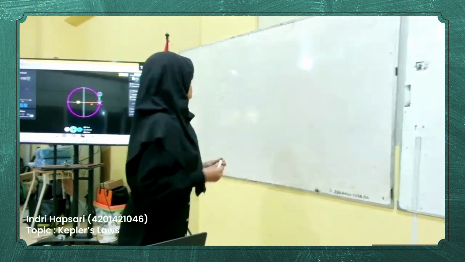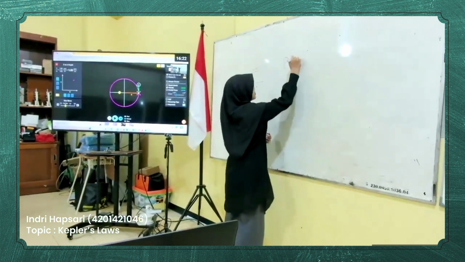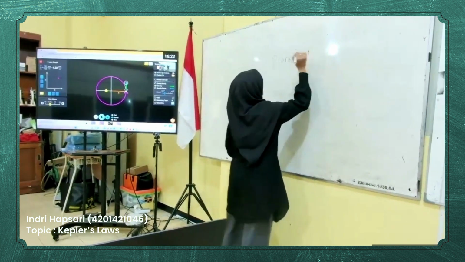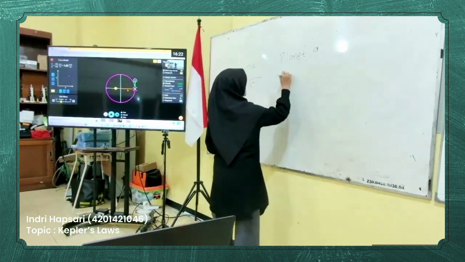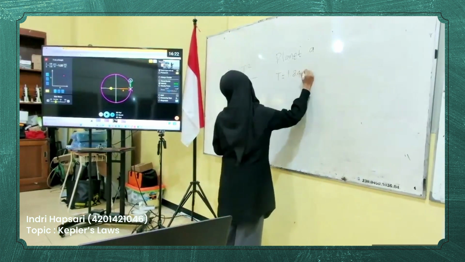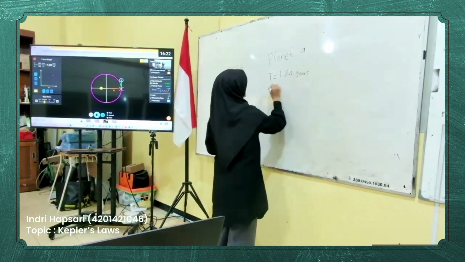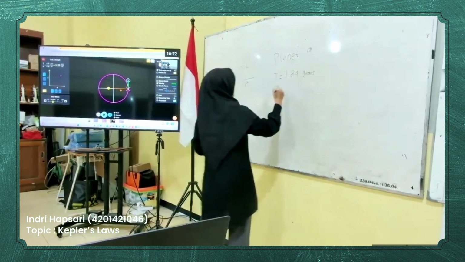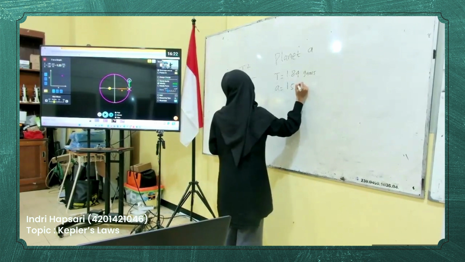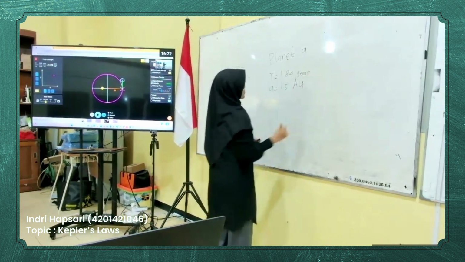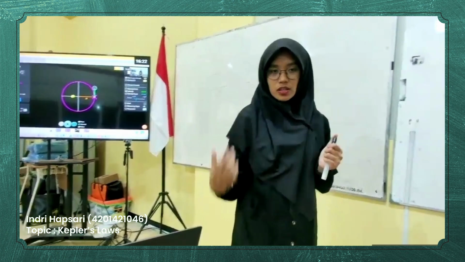And then we can make a comparison of two planets. First, we change the comparison between T and a. We call it planet A. It has T of 1.84 years and a of 1.5 astronomical units. And then we can compare it with another planet.